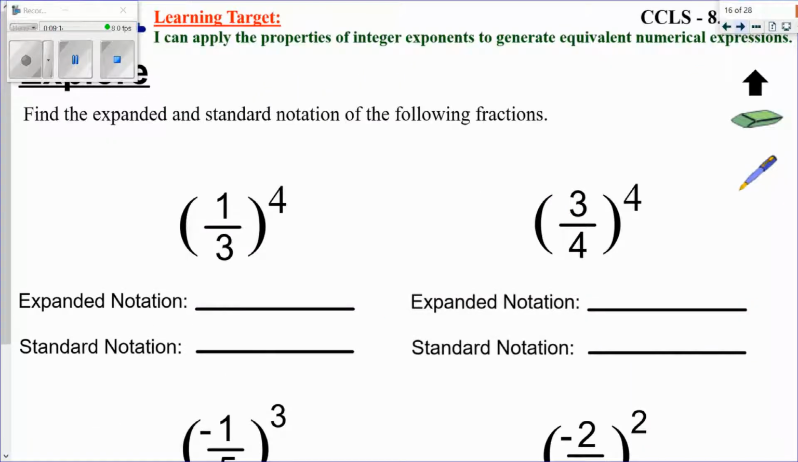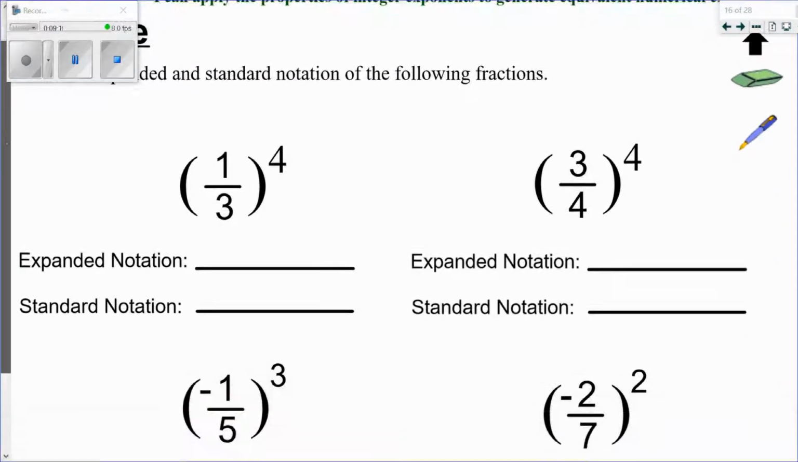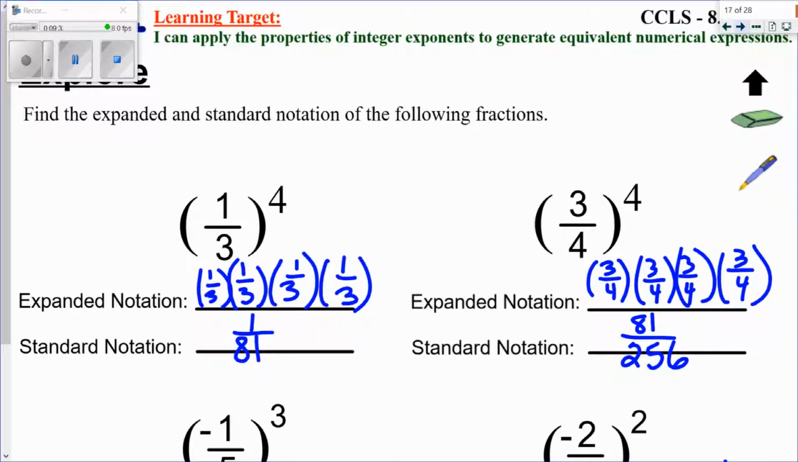So we would like you to try this next with the fractional bases. Everybody see that? Hit pause and hit play when you're ready. So here we go. Assess yourself.